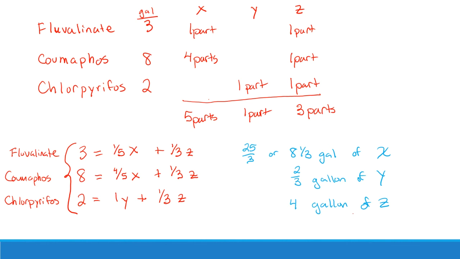And when you're looking back at how many gallons we needed of the chemicals, we had 3 gallons plus 8 gallons plus 2 gallons, that's 13 gallons. So we are getting 13 gallons, and if you mix this many gallons of each type of pesticide, that will get you the correct number of gallons for each of the particular pesticides you need. So I guess I should say if you add up 8 1/3 gallons, 2/3, and 4 gallons of the sprays, you'll get the correct proportions of the chemicals that you want in your mixture to spray.